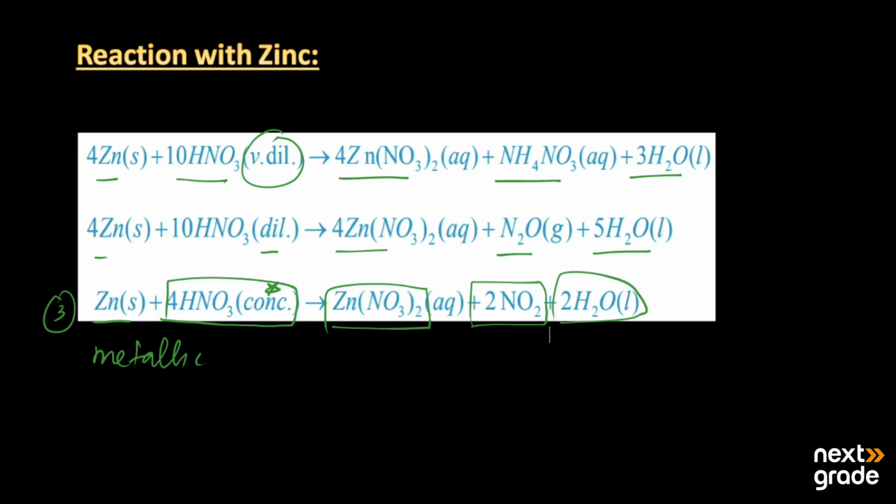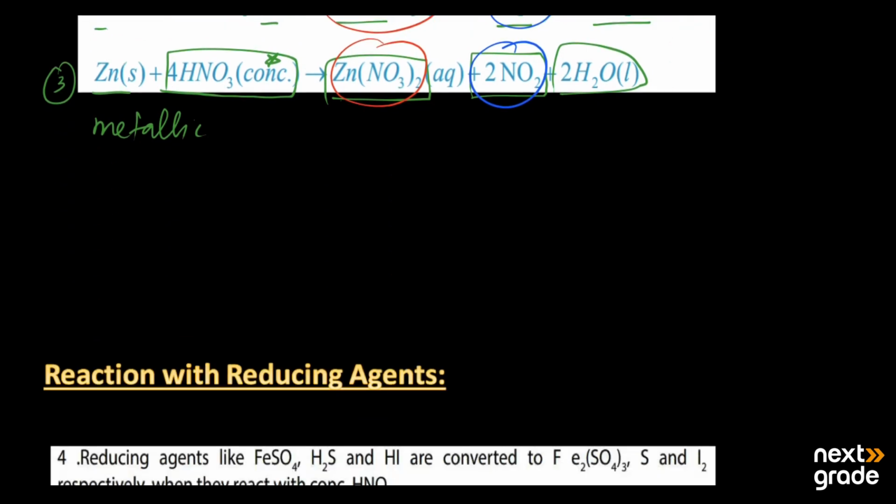The thing which is common is the production of zinc nitrate, but the thing which is different is ammonium nitrate in the first step, dinitrogen oxide in the second, and nitrogen dioxide in the third. So in this way, when zinc reacts with nitric acid in different concentrations, the products differ. That depends totally on which type of acid we are going to use.